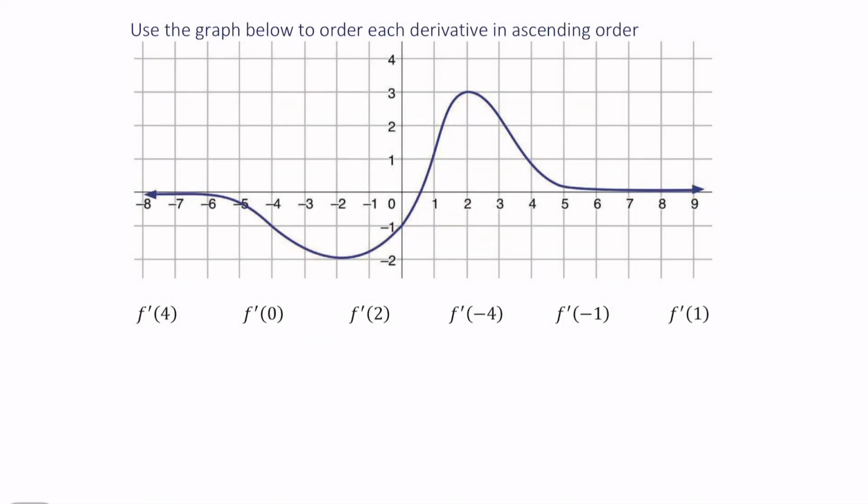Welcome. In this video, we are going to order the derivatives, that is each of these derivatives, using this curve in ascending order. So that's from smallest to largest. Let's begin by figuring out, or estimating, the slope of this curve when x equals 4.